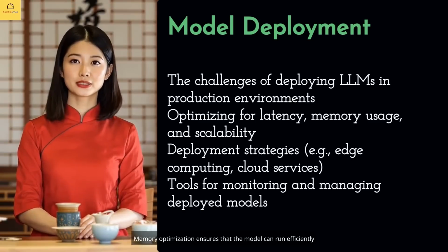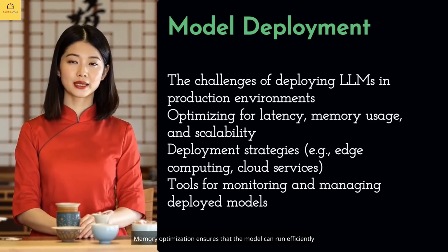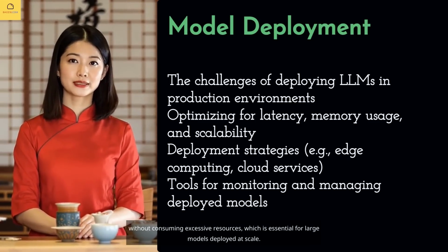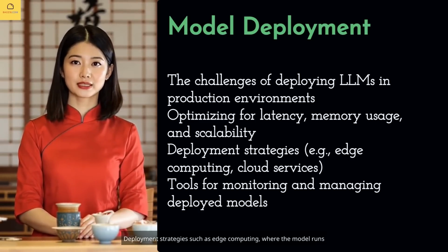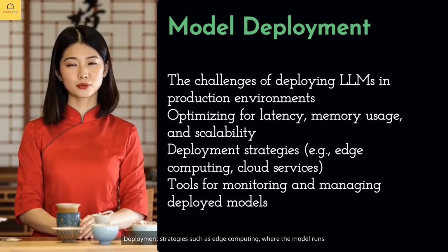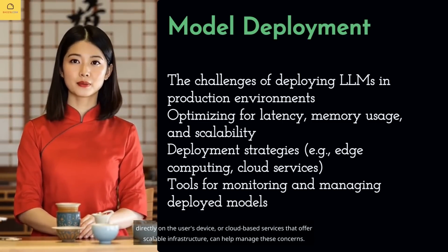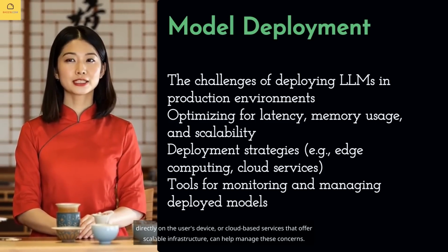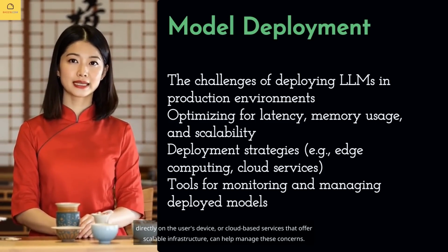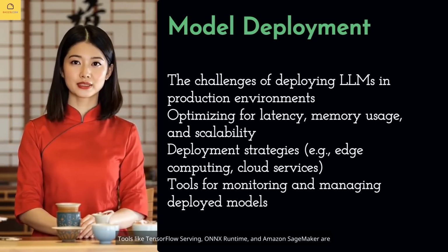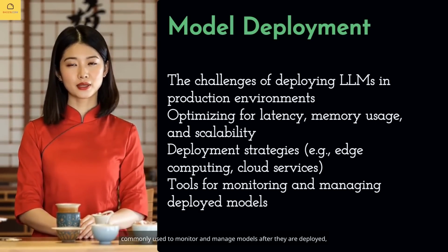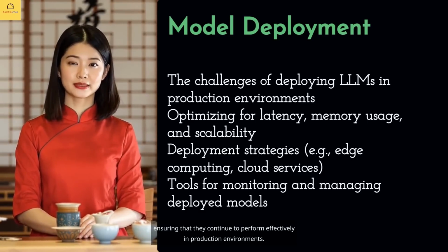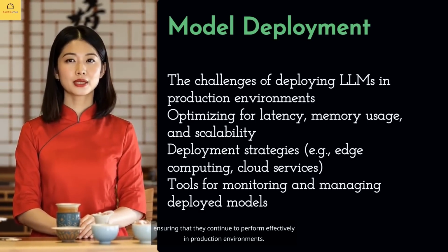Memory optimization ensures that the model can run efficiently without consuming excessive resources, which is essential for large models deployed at scale. Deployment strategies such as edge computing, where the model runs directly on the user's device, or cloud-based services that offer scalable infrastructure, can help manage these concerns. Tools like TensorFlow Serving, ONNX Runtime, and Amazon SageMaker are commonly used to monitor and manage models after they are deployed, ensuring that they continue to perform effectively in production environments.